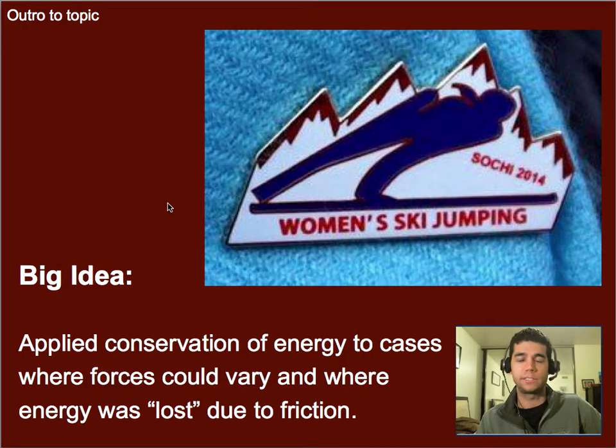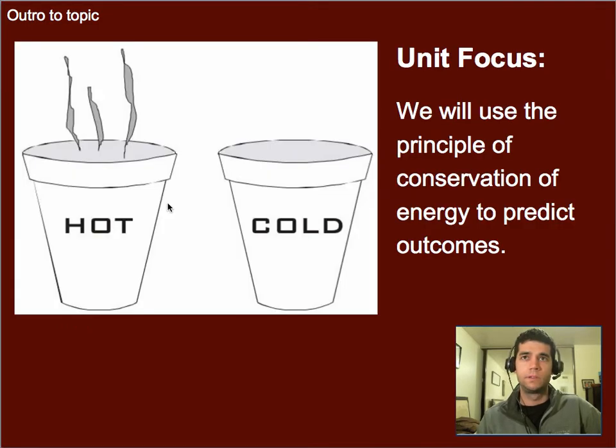And we learned the basic principle of how to use that to predict things even then. This unit focused on, again, like we said, using the principle of conservation of energy to predict outcomes. So not only did we do that with mechanical energy, so gravitational potential and kinetic, but we also looked at what happens in combining different objects with different amounts of thermal energy.